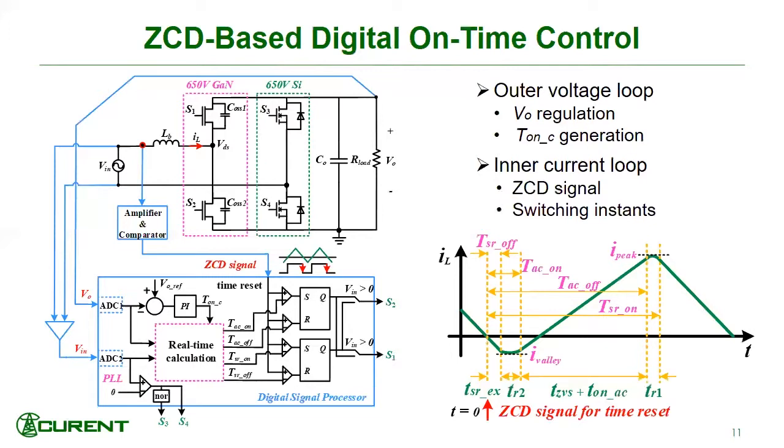In the inner current loop, based on the analytical model, the time intervals required for the switching actions will be calculated in real time. And the zero current detection signal will be used to reset the PWM in each cycle. For example, you can see here, when the positive zero current signal occurs here, the PWM time counter is reset to zero. Then the synchronized rectifier switch will be turned off after the extended conduction time. Similarly, the active switch will be turned on and off based on the calculated delays. In this way, you can see the synchronization between the inductor current and the gate signals is maintained.